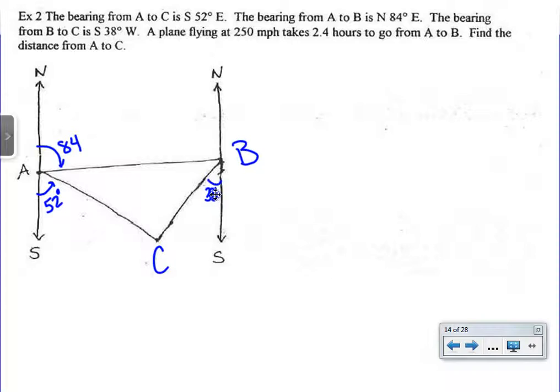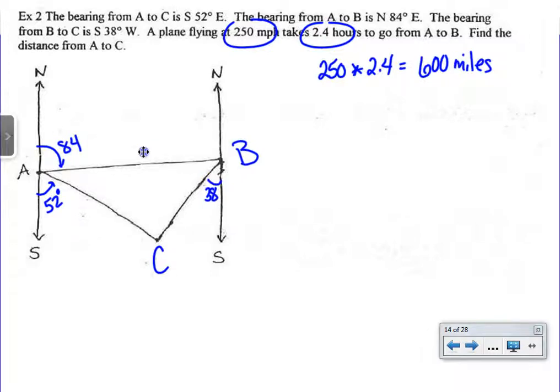And a plane is flying 250 miles per hour, and then it tells us for 2.4 hours. Now that's a little bit of a problem right here. We need to multiply 250 miles per hour times the 2.4 hours, rate times time, and that gives us our distance, which apparently is 600 miles, because the number you want to put on your triangle is actually distance. So distance here is 600. The question is, how long is it from A to C?